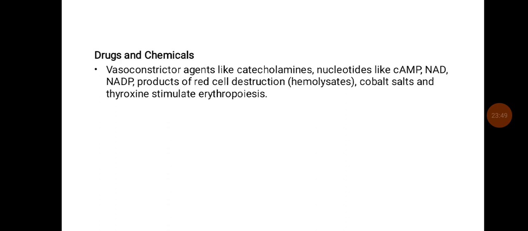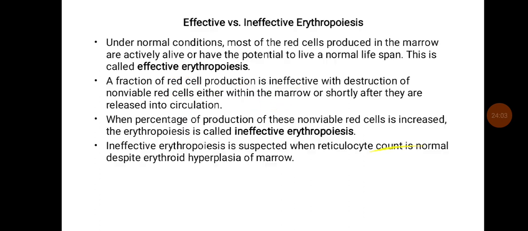Some vasoconstrictor drugs like catecholamines, nucleotides like cyclic AMP, NAD, NADP, products of red cell destruction, hemolysates, cobalt salts, and thyroxine are going to stimulate erythropoiesis.